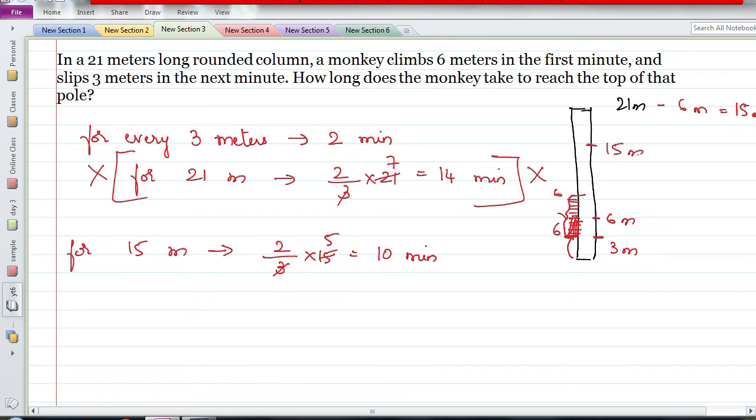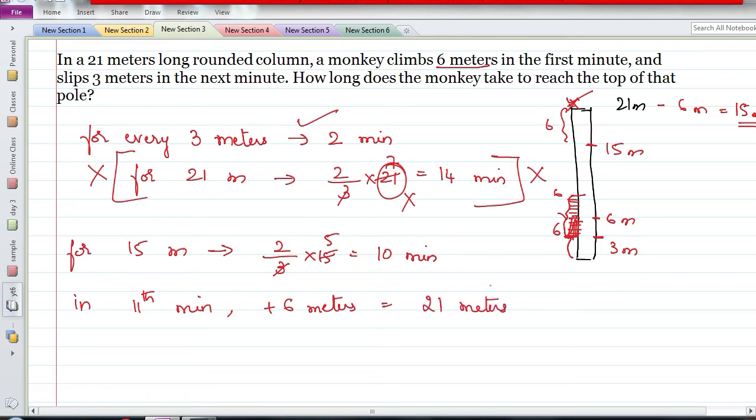It is climbed here. Now the next minute, that is the 11th minute, it will climb the remaining 6 meters and reach the top. So in the 11th minute, the monkey climbs another 6 meters. Okay, so already it had climbed 15 meters. So 15 plus 6 equals 21 meters. Since it has reached the top, it doesn't, see, this is a rounded column. So once it reaches the top, it goes and stands on top of that rounded pole. It doesn't slip again. So the answer is 11 minutes.